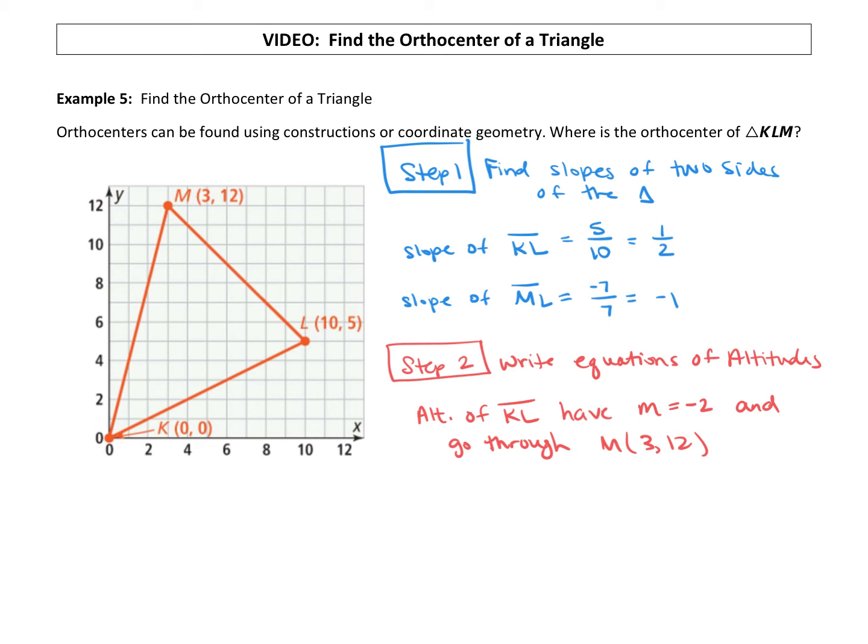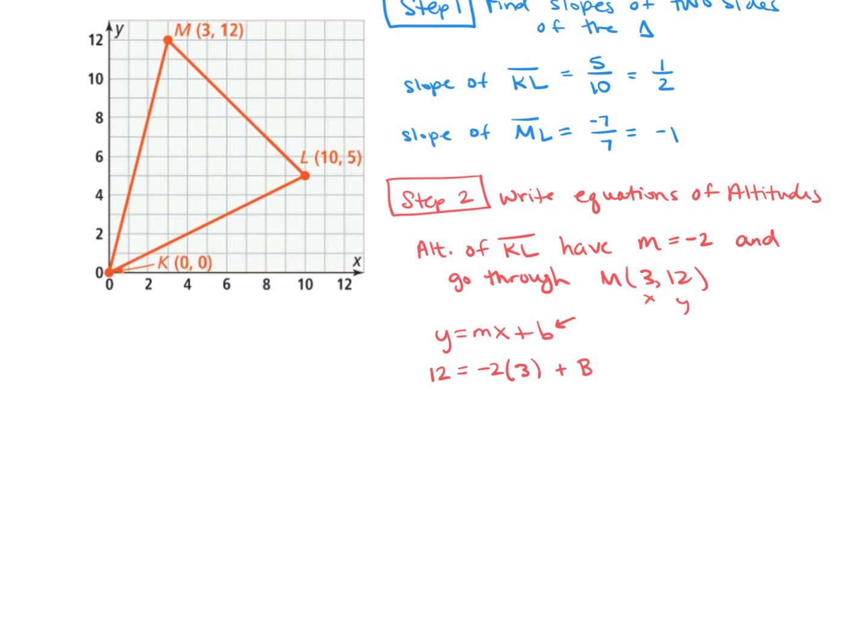So that's enough information to write an equation for this altitude. We're going to follow our y equals mx plus b form. We have an x and a y from the ordered pair, and we have a slope of -2. So let's plug in those values so we can solve for our y-intercept. So our y is 12 equals our slope is -2 times the x is 3 plus, I'm going to make this a capital B right now. Sometimes my b's look like sixes, so I just don't want to get confused. We're going to solve for b.